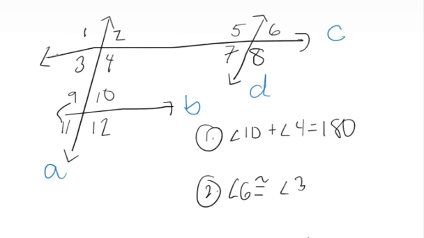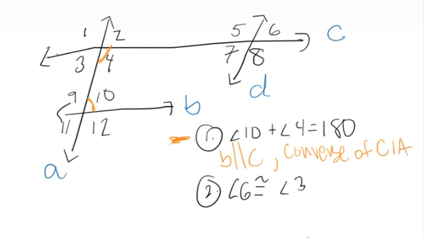Okay, this one we have to prove which lines are parallel given the information given to us. So our very first one, we get angle 10 plus angle 4 equals 180. So this is going to be angle 10 here and angle 4. These are consecutive interior angles. So it's going to prove that B is parallel to C, and the reason why is the converse of CIA.